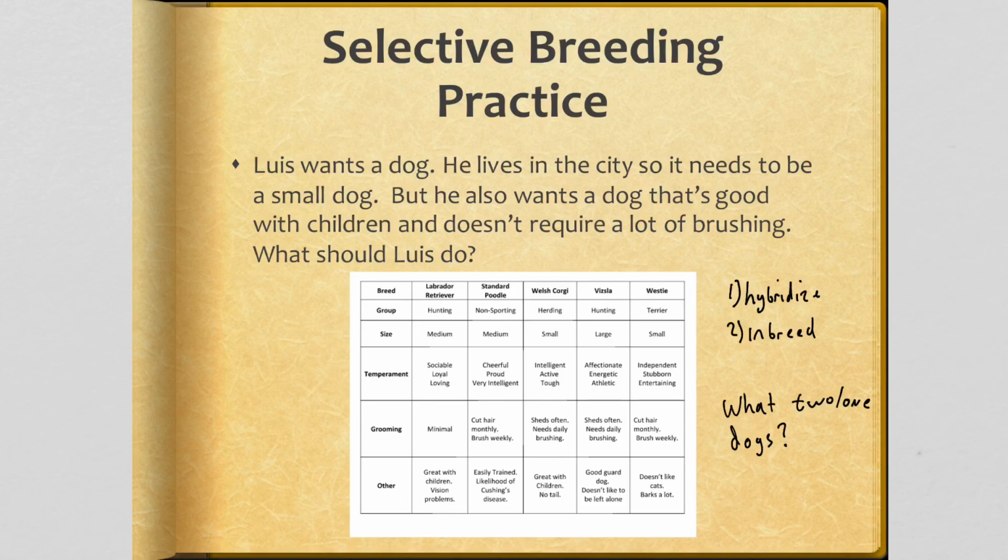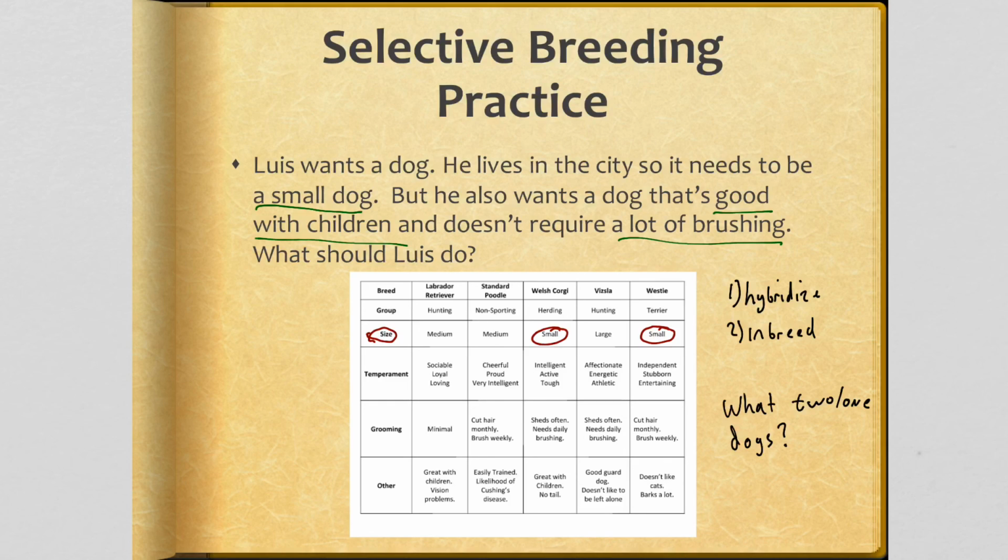So we can look at the traits that Lewis wants. The first thing he said, he lives in the city, so it needs to be a small dog. And he wants a dog that's good with children and doesn't require a lot of brushing. So we're trying to find the best of these three categories. The first thing we might do is look at size over here and try to find some small dogs. The Corgi's a small dog, and the Westie's a small dog. So we have to ask ourselves, are these good dogs for Lewis? Well, we can look and see, are they good with children?